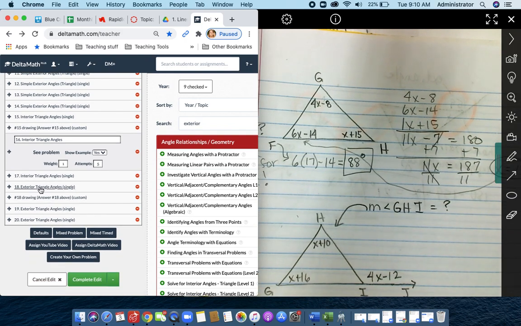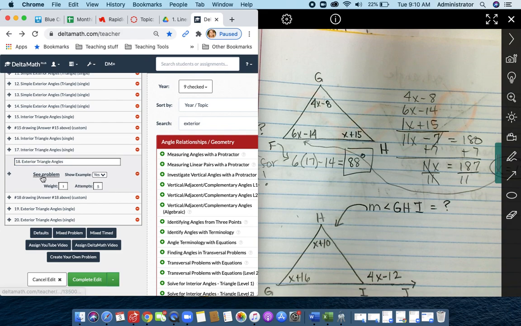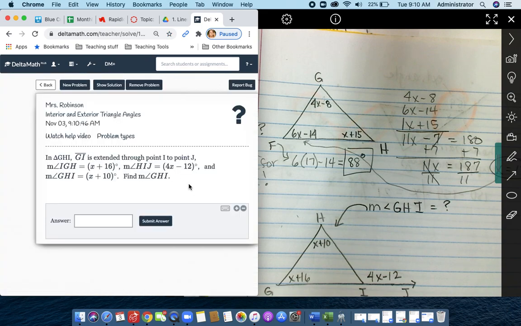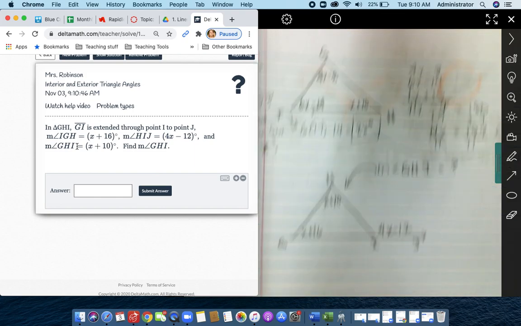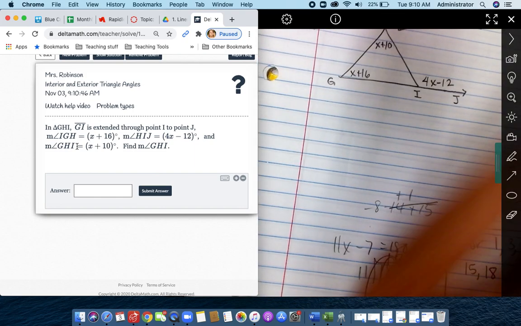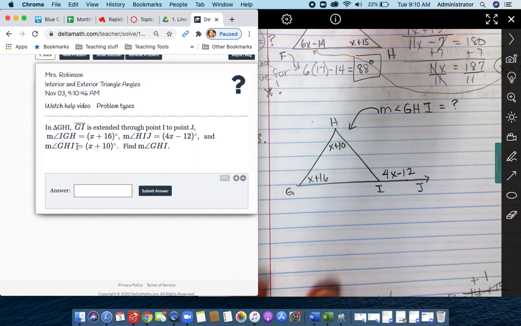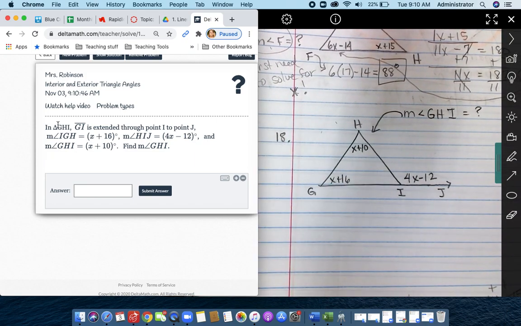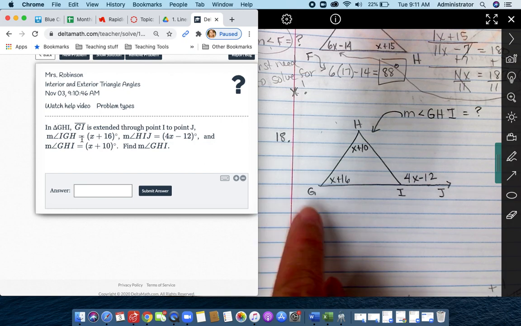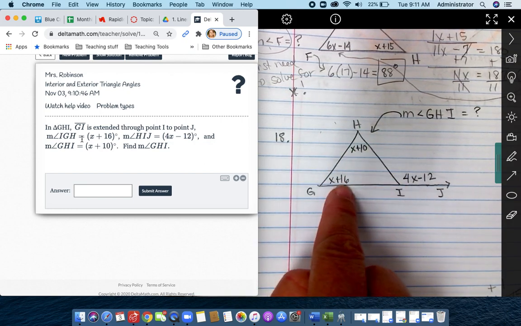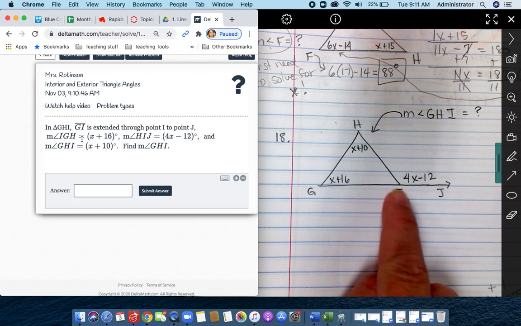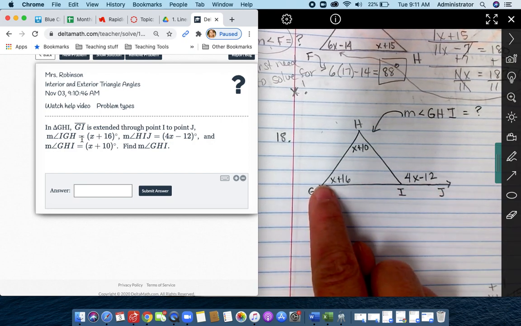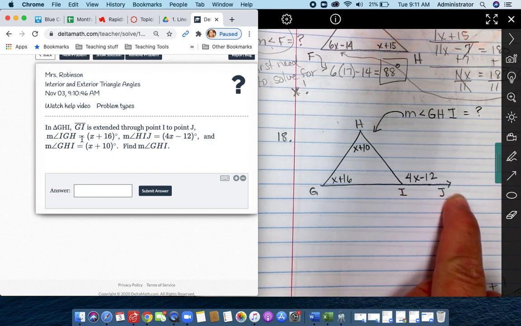So for number 18, this time they give us different information. So notice they say, and I went ahead and did it in my notebook and included the picture underneath this problem as well. But it says in GHI, so you can draw a triangle GHI. It says GI is extended to the point J. So I just drew a line out from GI, which was extended to J. And then I filled in the measures that it gave me.